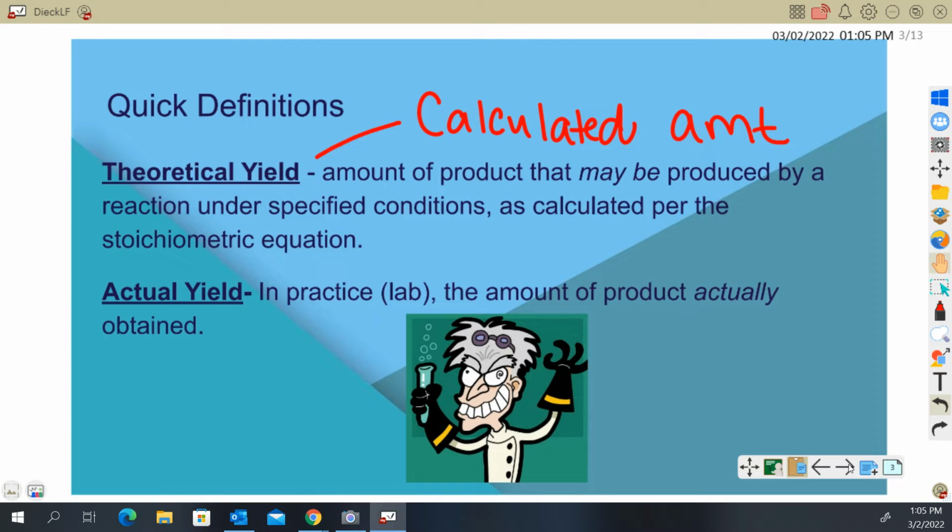Then there's actual yield. Actual yield is the amount that you actually obtain in a lab setting or in a life setting. The difference: theoretical yield is in perfect circumstances. Is actual yield under perfect circumstances? No, right? Not perfect circumstances for actual yield. It's how much we're actually going to obtain.